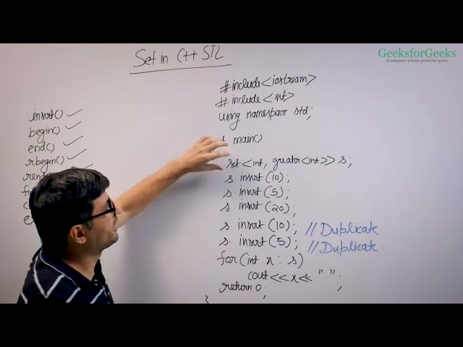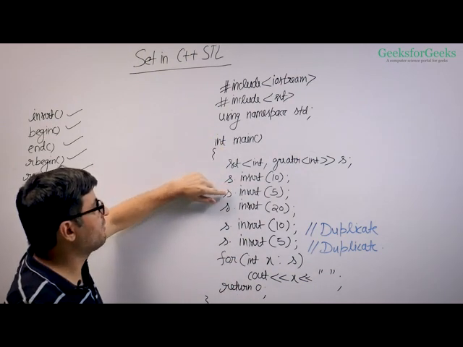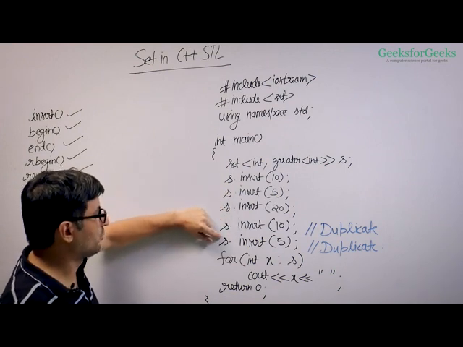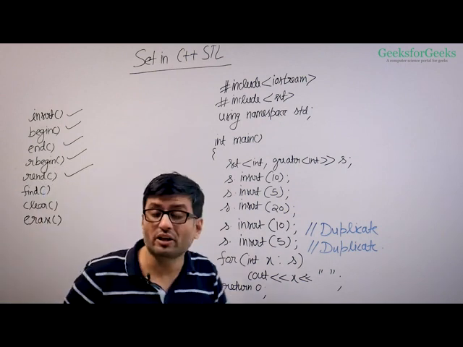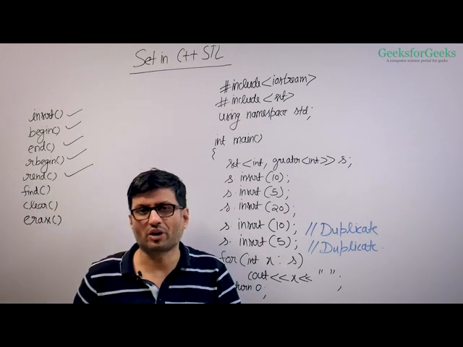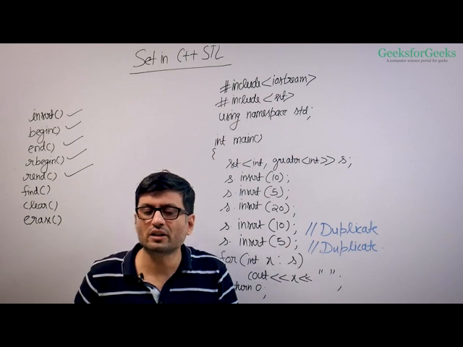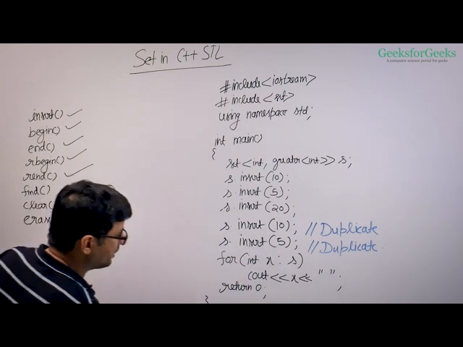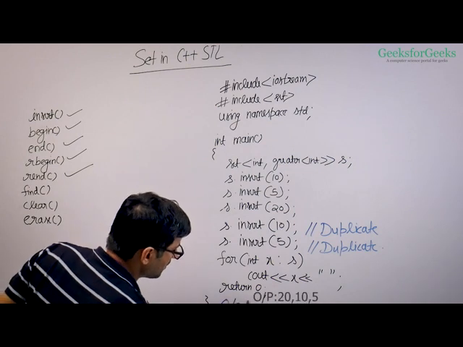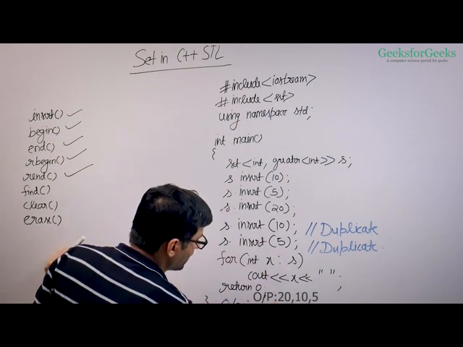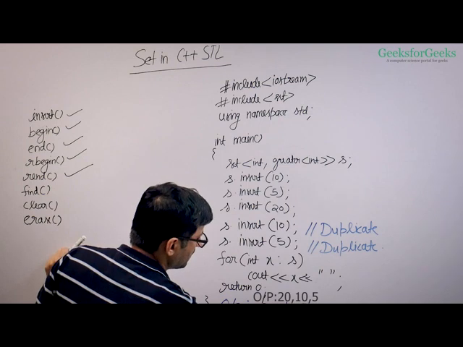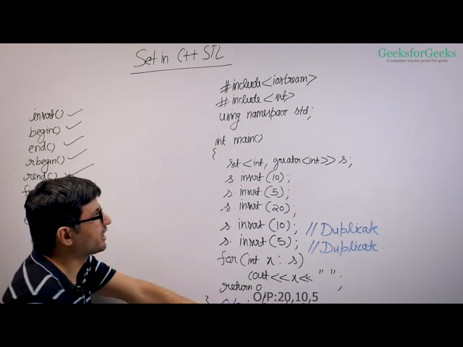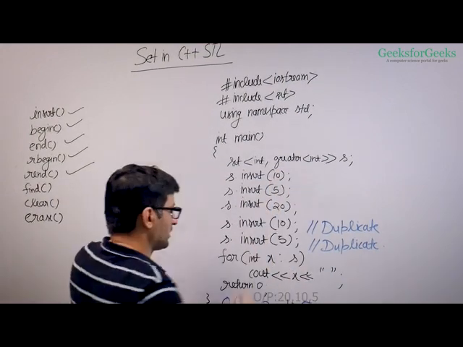Let us now talk about what happens when you insert duplicate values in a set. Say this set is created, now we insert 10, 5, 20, then we insert 10 again. Then we insert 5. What will happen? Set ignores duplicate values. If you try to insert a value which is already there, it is going to simply ignore those values. So the output of this program is going to be 20, 10, 5. These extra 10 and 5 are ignored. We are getting a decreasing order because we have used the greater function here.